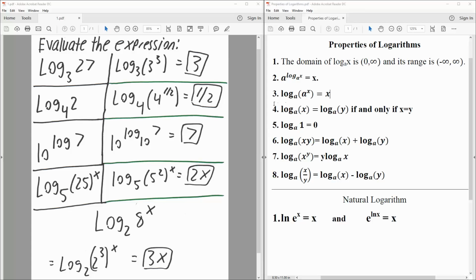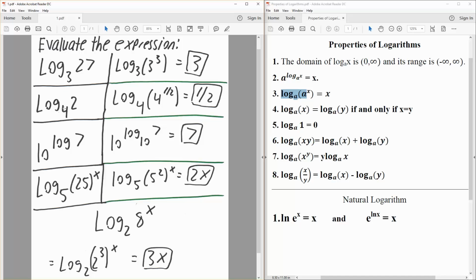If you look at rule 3, this one right here, log base a of a raised to x, the answer would simply be x. So instead of saying 27, I could say 3 cubed. 3 cubed is 27. So we have log base 3 of 3 cubed right now, and so the final answer would simply be 3. This 3 right here would be the answer.